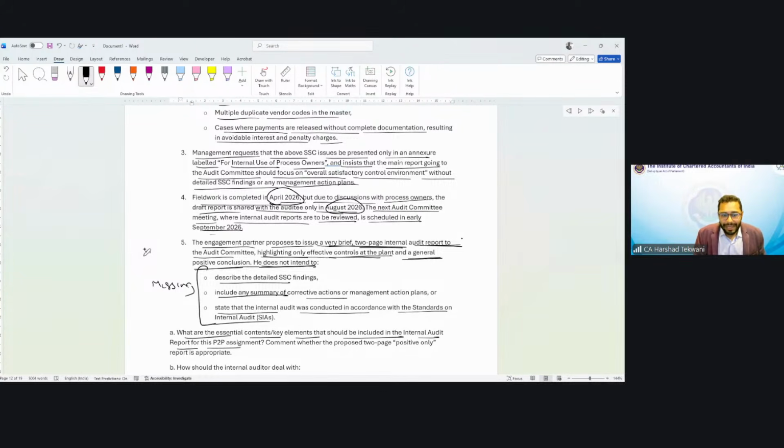In September 26, if there is a scheduled meeting, then prepare a comprehensive report for the entire quarter, whatever the internal audit activities are, and present that in front of the audit committee: the quarterly report, the periodic review report. So in these two ways, you will present your report to the audit committee, and also at the end of each assignment.